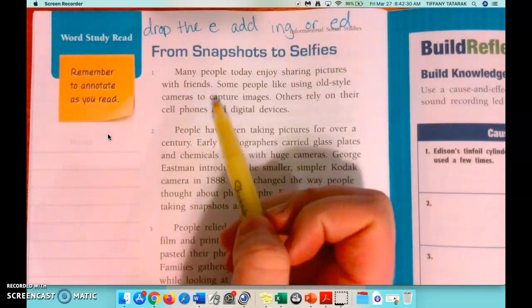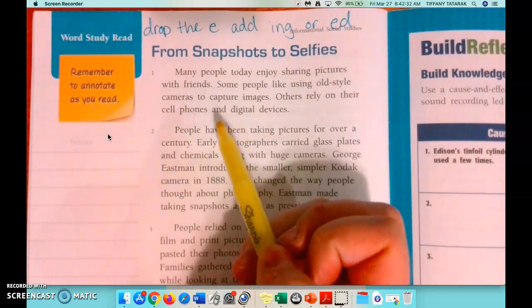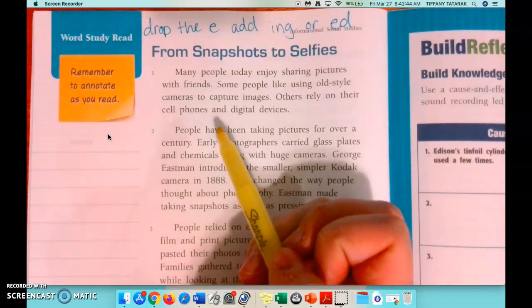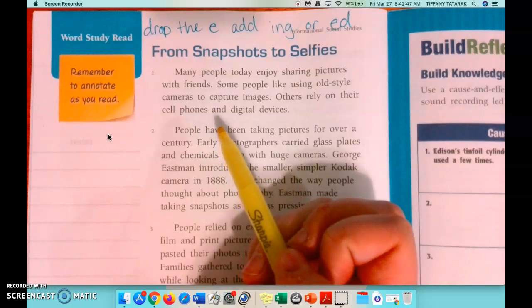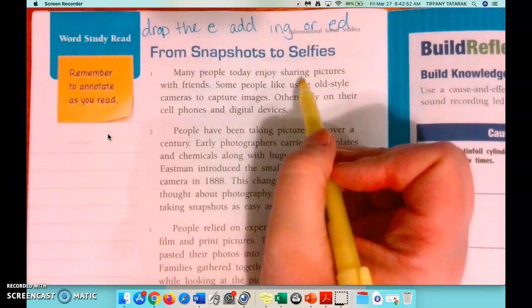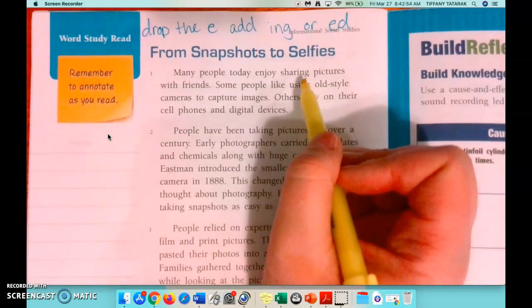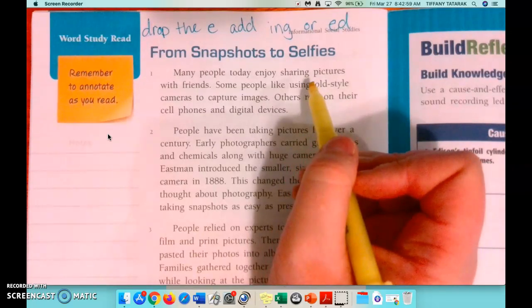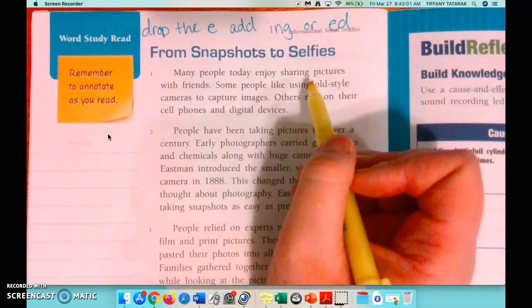So the first paragraph: Many people today enjoy sharing pictures with friends. Some people like using old-style cameras to capture images. Others rely on their cell phones and digital devices. So the first sentence, many people today enjoy sharing pictures with friends. The first thing I'm going to be looking for is an ing ending. Then I'm going to ask myself, how would we write the base word originally? So our base word originally would be share.